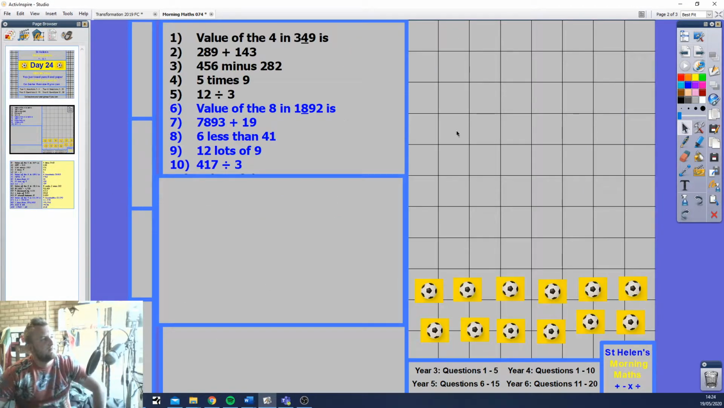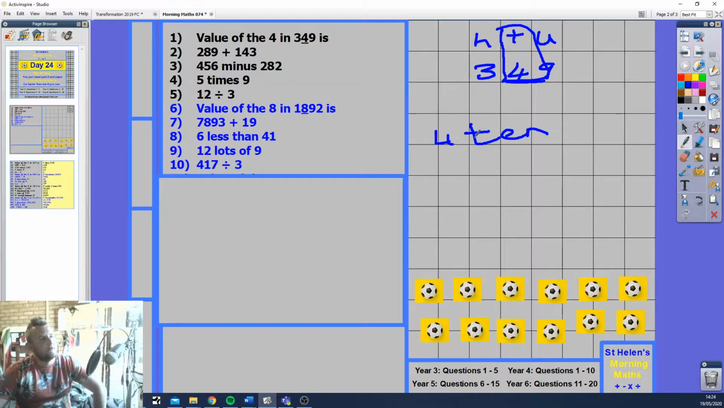Let's get started. Okay, so we're going to look at the value of 4 in 349. 349, how do I know that? It's because if I write the number down, 349, I've got 3 hundreds, 4 tens, and 9 units. 340, 4 tens and 9. So as you can see, if I put my hats and caps in there, I know that it is 4 tens.